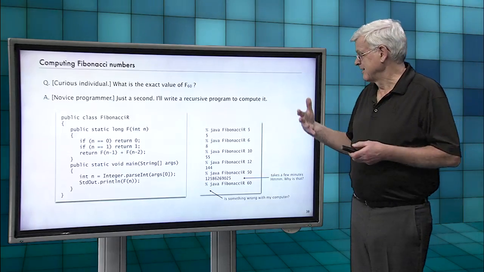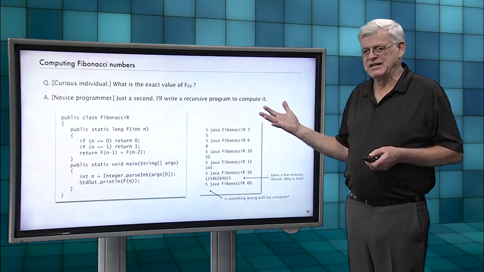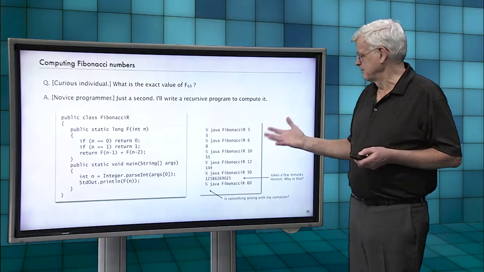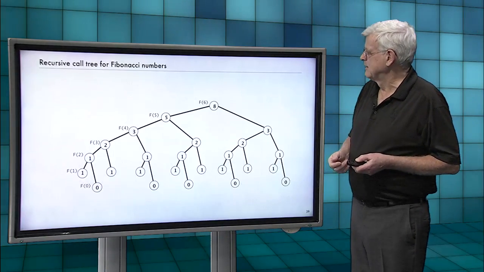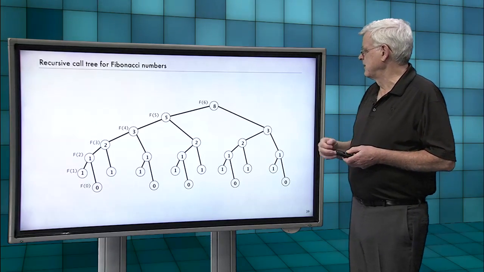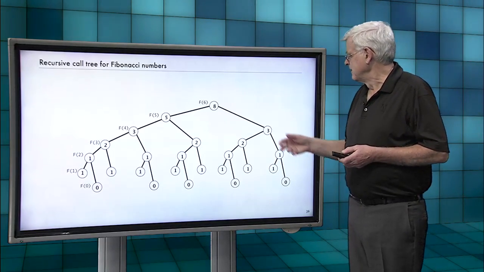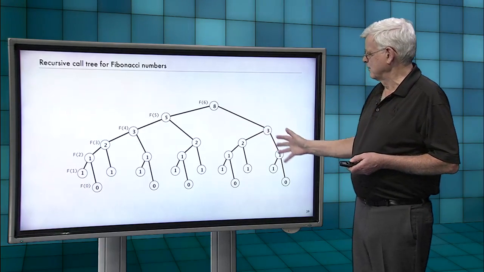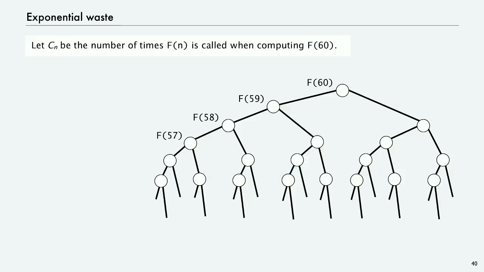It's not really. What's wrong is understanding the cost of recursion properly. So let's look at the recursive call tree for Fibonacci numbers. Say when we're computing f of 6. To compute f of 6, we have to compute f of 5 and f of 4 and so forth. That's what the tree looks like. So let's take a look at the recursive call tree for f of 60.